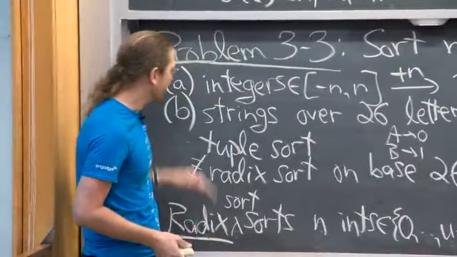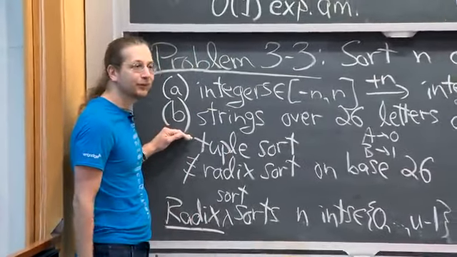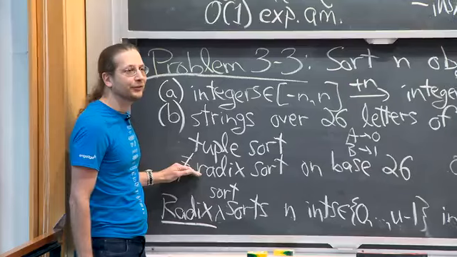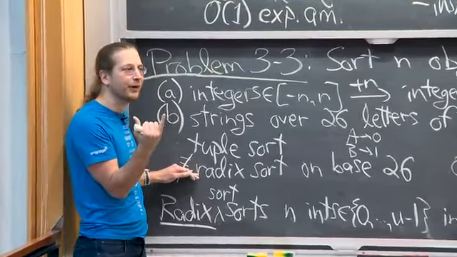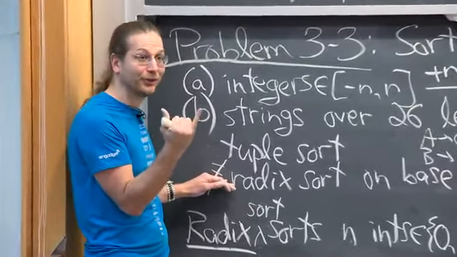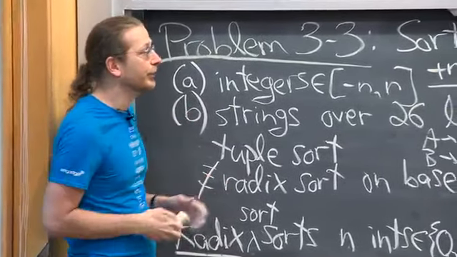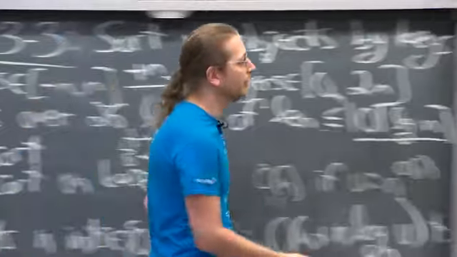So if you run tuple sort letter by letter, it's slow. If you run radix sort, it's doing a whole bunch of letters at once. Effectively, it's doing log n letters at a time in a single call to counting sort. And so the radix sort will actually win and get linear.